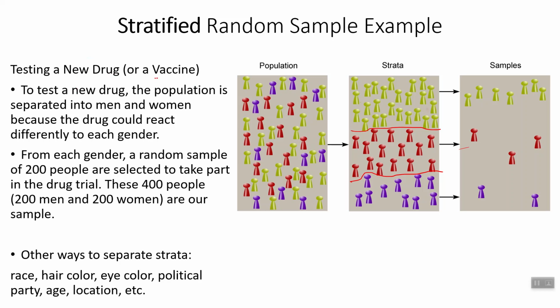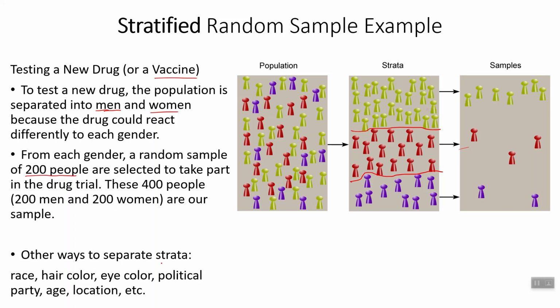So we're currently testing a new vaccine for coronavirus. They want to have men and women. They want to have white people, black people, Hispanic people, Asian people, all different kinds of people in their samples to make sure it works well for everybody. All right, so in their example here, we take from each gender, we take a random sample of 200 people to be part of the trial. These 400 people, 200 men and 200 women, are our sample.